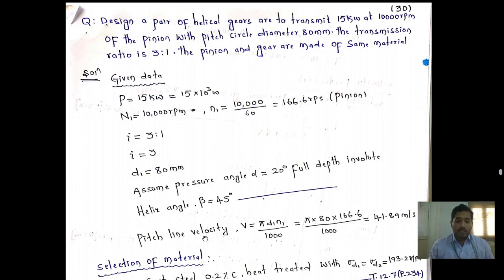So the pitch line velocity formula we have is V equal to pi d1 n1 by 1000. Pi into d1, how much is the diameter of the pinion, is given here as 80, and the speed of rotation of the pinion n1 is given as 166.6, by 1000. If you divide the value, then you will get the answer as 41.89 meter per second.